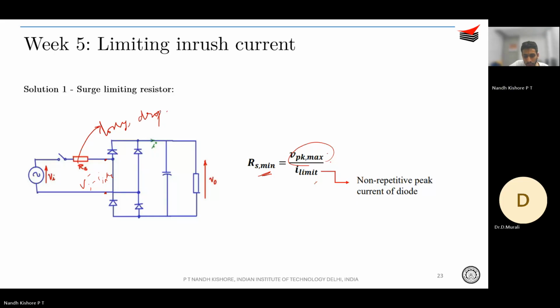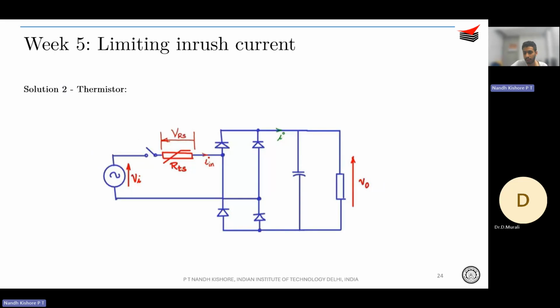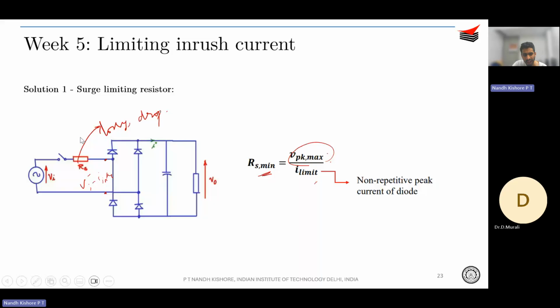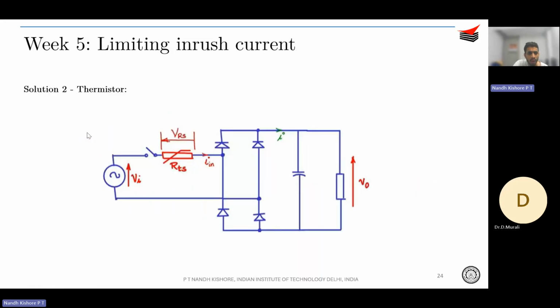So instead of the surge limiting resistor, can I make this a variable resistor? That is when people came up with what is known as the thermistor, wherein the resistance changes with temperature. As your temperature increases, the resistance decreases. So this is what people came up with next, to make sure that in steady state, we don't want this resistor coming into play. We would want it to provide very little resistance.